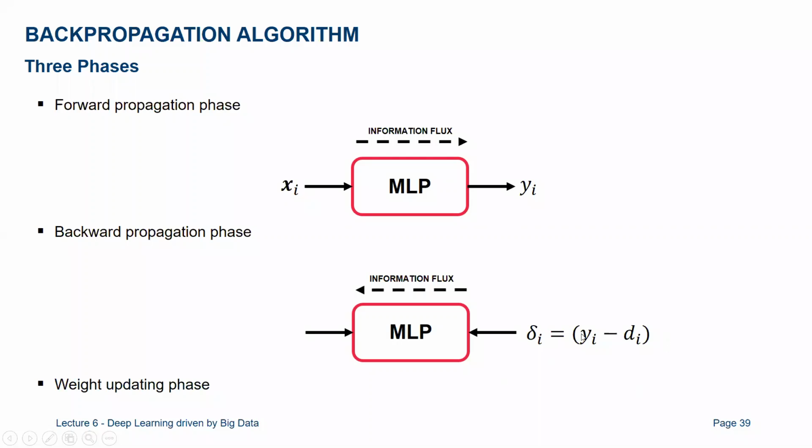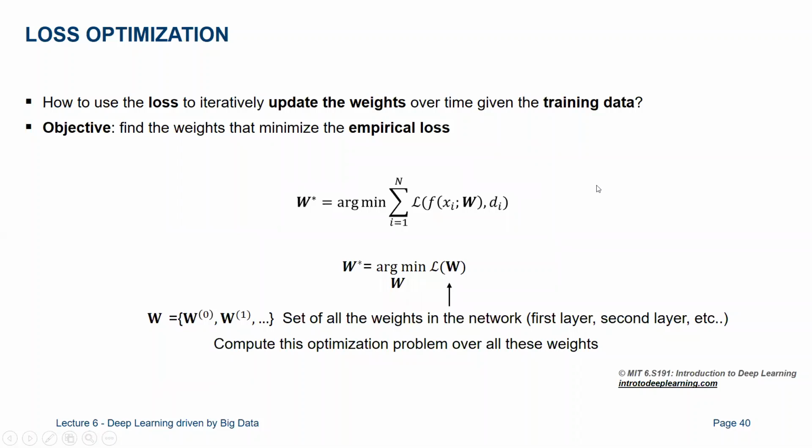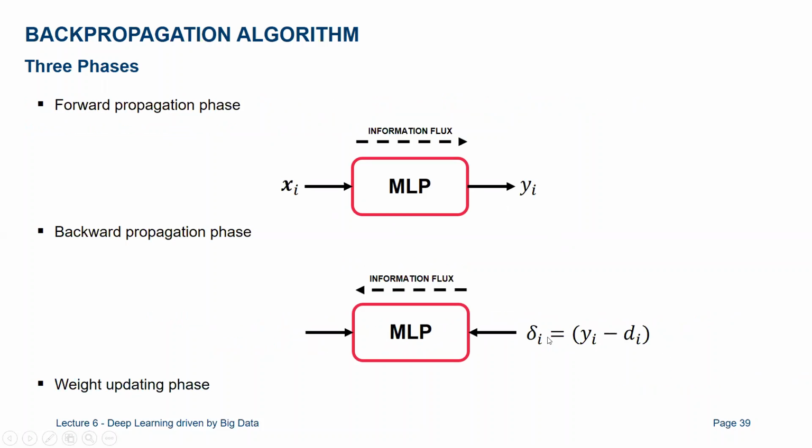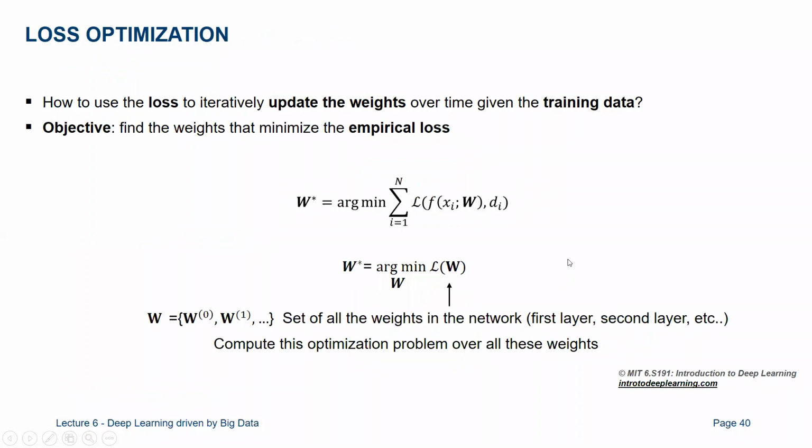for this particular problem. And this phase will continue until we are sure that the weights are optimal, at least for this particular training set. So the question is how to use the loss function to iteratively update the weights over the given training data. So we have the loss function, which basically compares the output with the desired output. We have the weights, right?